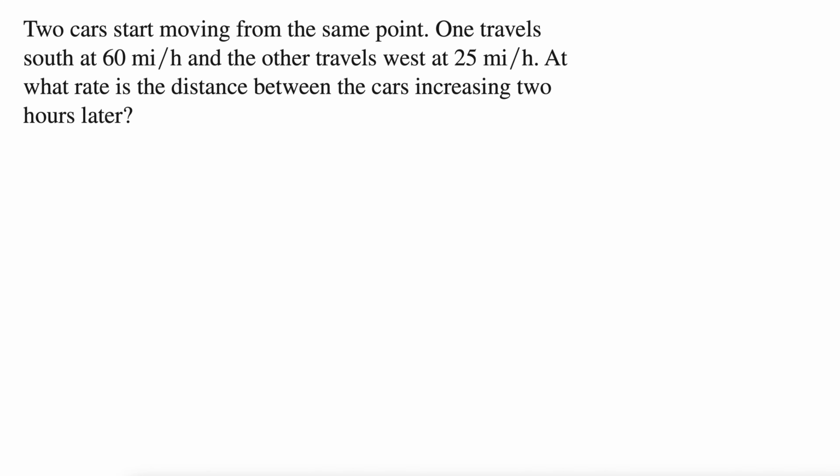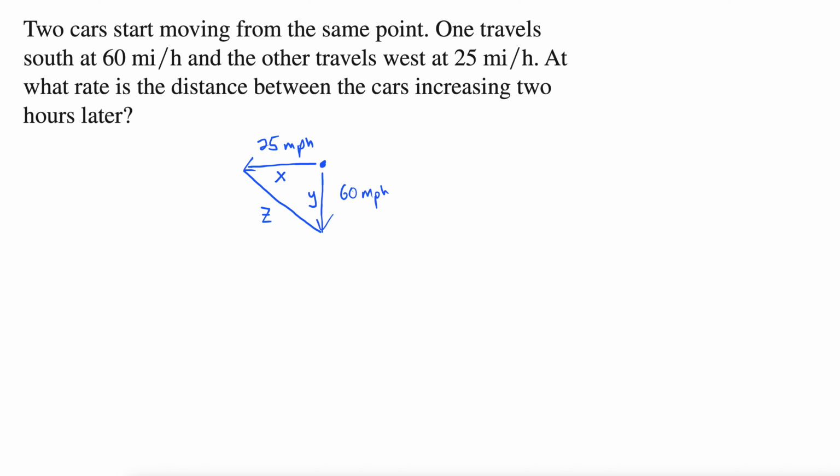Okay, so step one is to deeply understand the exercise. And it really helps to draw a figure to help understand what's happening. So here's our starting point. We have one car moving south at 60 miles per hour, and we have another one moving west at 25 miles per hour. So let's call this east-west distance x and the north-south distance y. And what we're interested in is the distance between them, which we can call z.